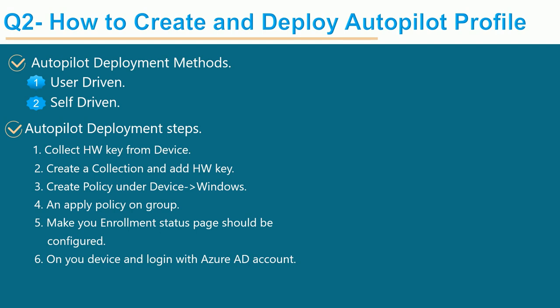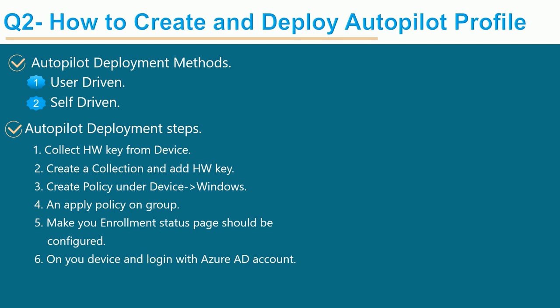Why did I write this ESP page last? Because it is configured one time. Whenever you are designing your Intune infrastructure, you should do this task one time only. So every time you should not need to create a new enrollment status page. It's a one-time job. Once you've done it, that will work lifelong.